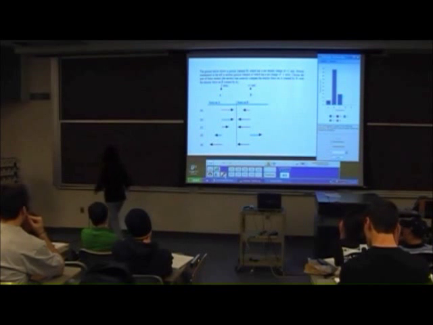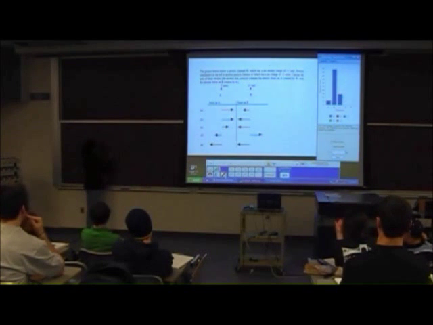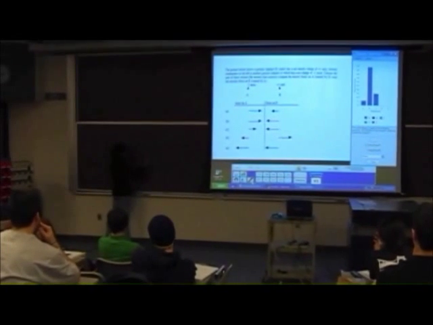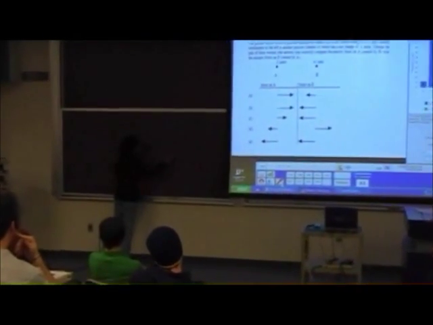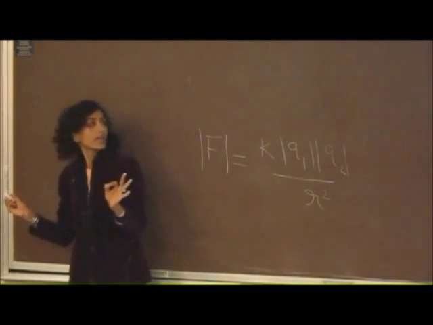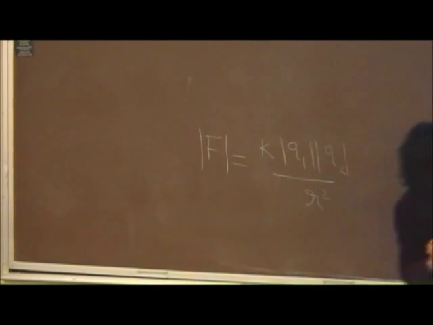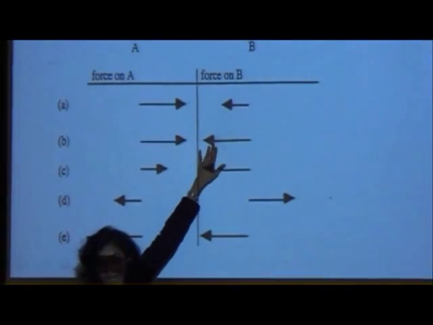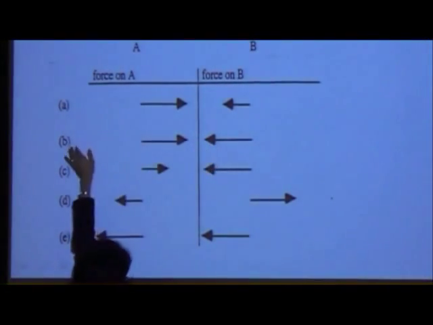Now we know from Coulomb's law that the magnitude of the force between the two charges should be k times Q1 times Q2 divided by r squared. And should this be equal in magnitude and opposite in direction for both of them from Newton's third law? Yes. And so we know that the size of the arrow should be the same. The only one that shows equal size arrows is this one, right? So the correct answer is B.